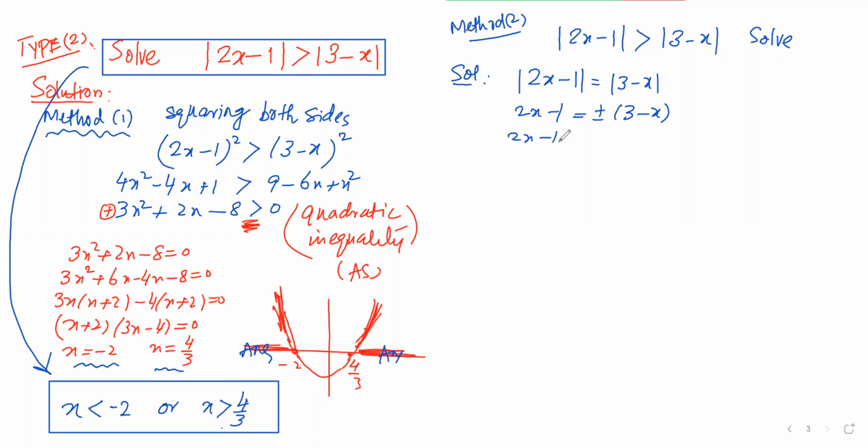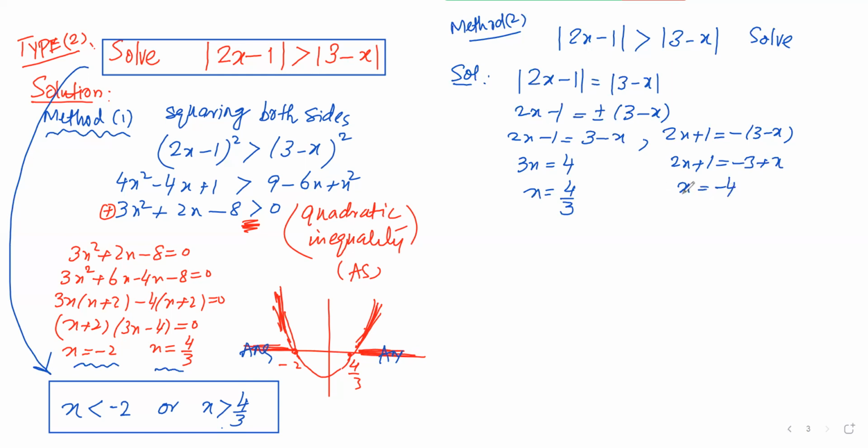So 2x minus 1 is equal to 3 minus x, and 2x minus 1 is minus bracket 3 minus x. So here 3x is equal to 4, x is equal to 4 over 3. Yes, this was there. And the second case is 2x plus 1 is equal to minus 3 plus x, and x is equal to minus 4.